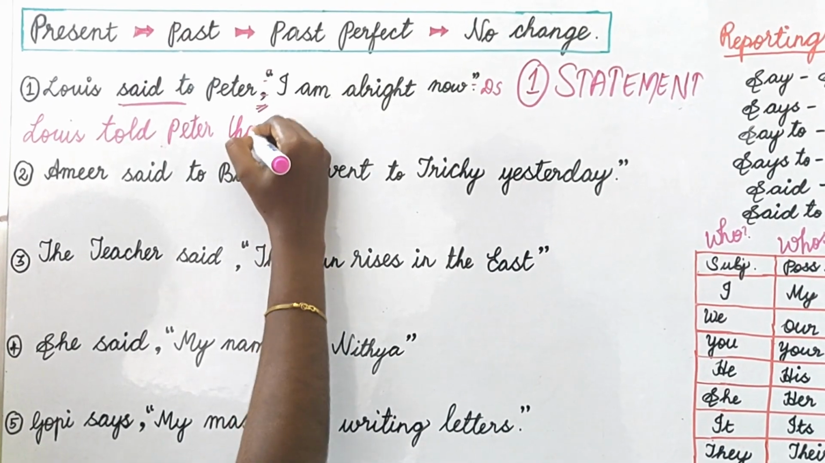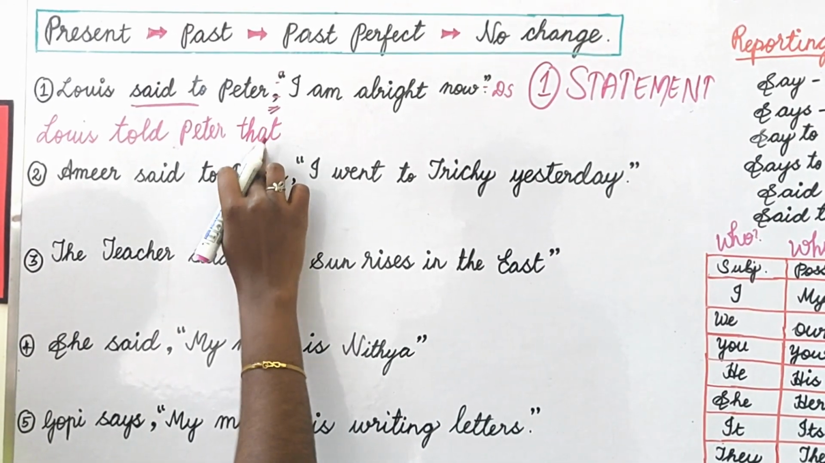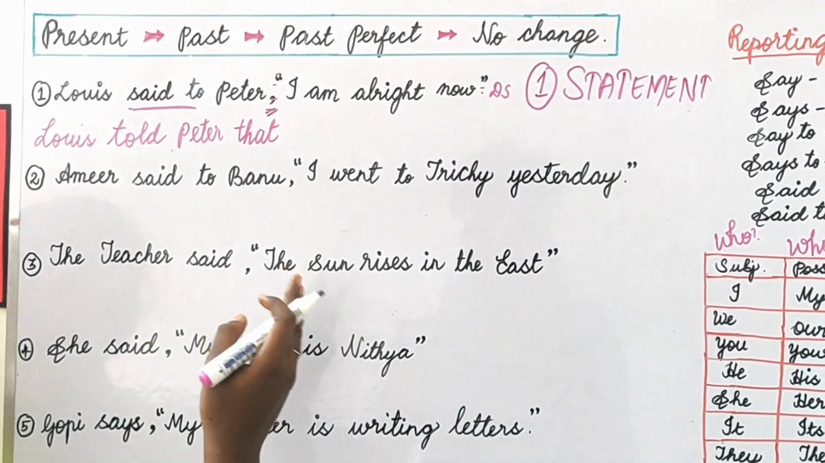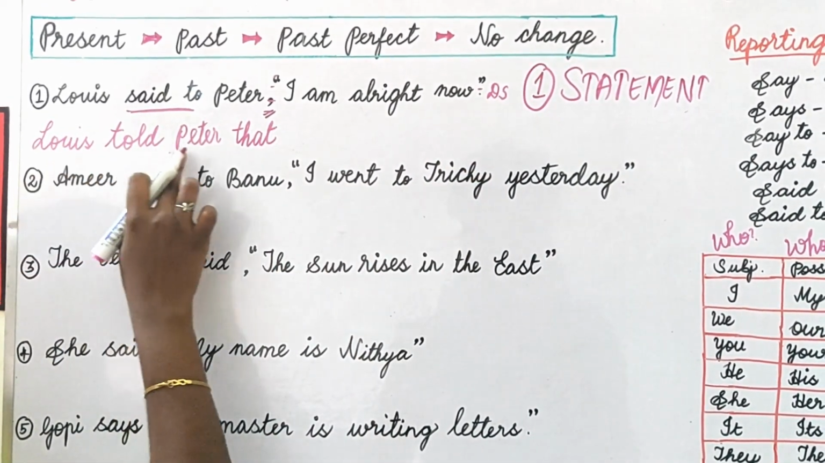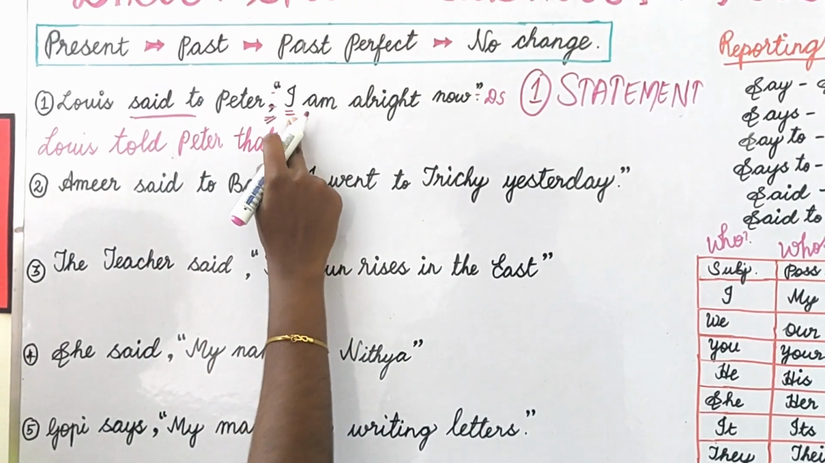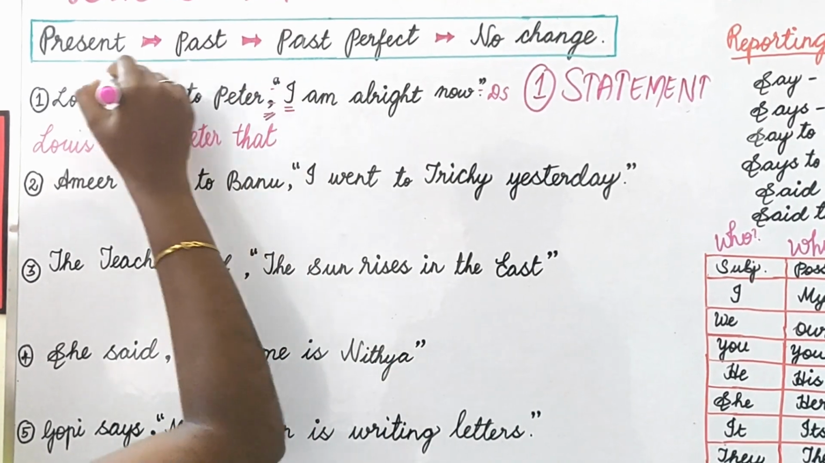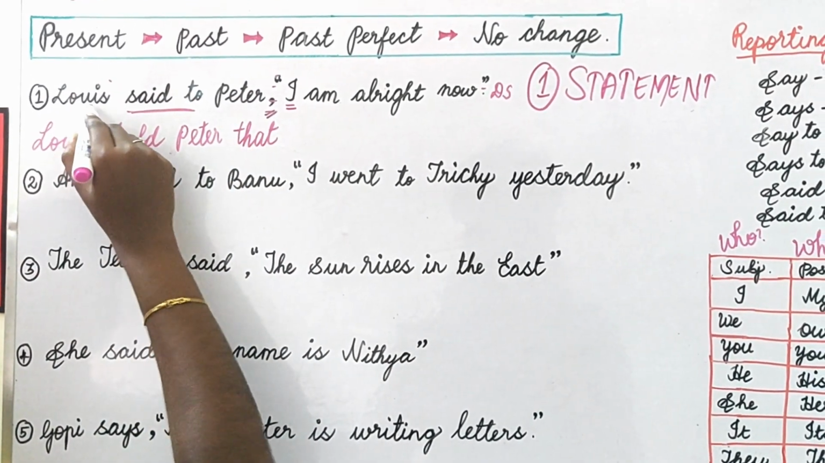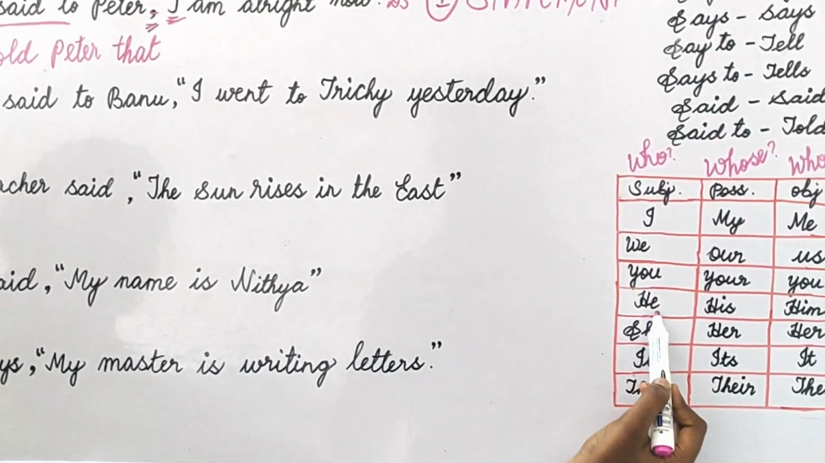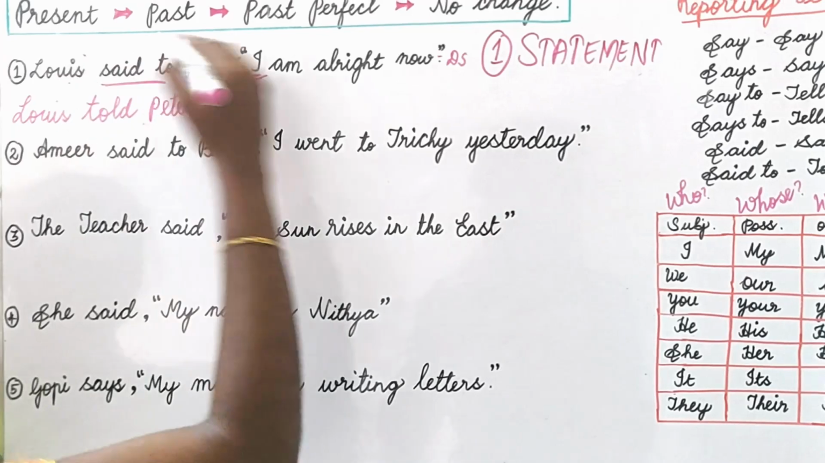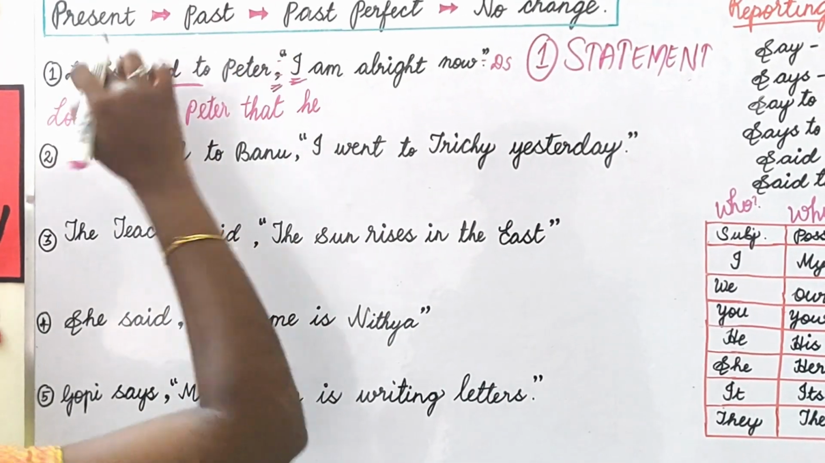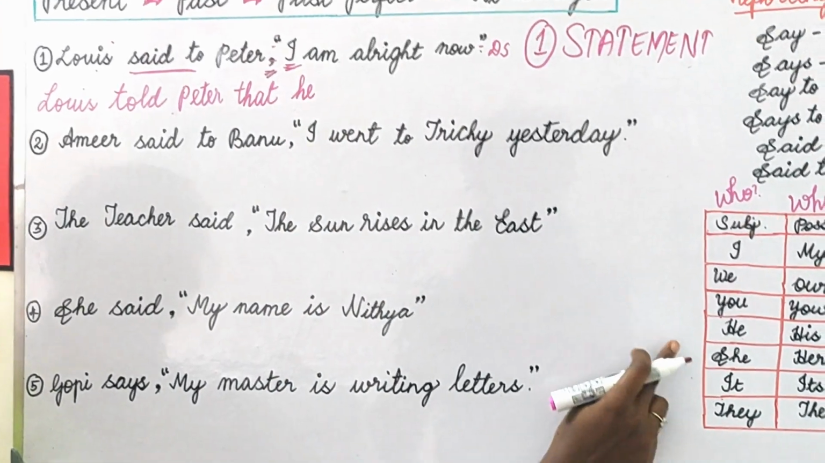That is "that". This conjunction "that" is only for statements. For other kinds of sentences, I will tell you. "Louis told Peter that." Here, "I." Whom does this "I" refer to? Louis. Louis is masculine gender. Who? He. Masculine gender, isn't it? That he. "I" refers to Louis. Who does it refer to? Louis. So it answers the question who?